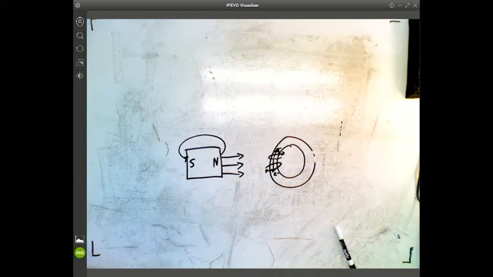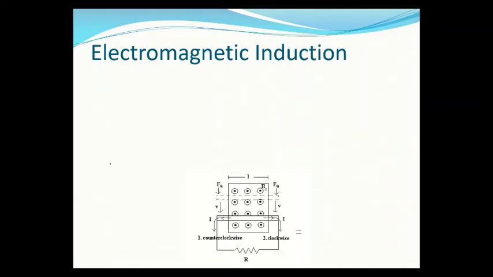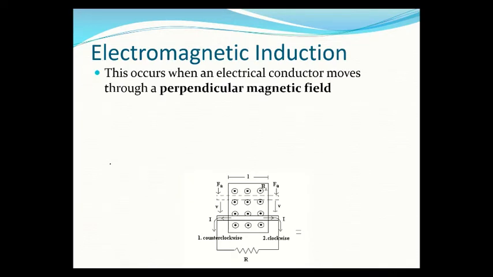Okay, so let's go back to the PowerPoint. Let's talk a little bit about electromagnetic induction. This occurs when an electric conductor moves through a perpendicular magnetic field. The motion is due to the force applied. What we have here is a wire, and I'm taking this wire and moving it down through this magnetic field that's coming out of the page. So I'm applying a force downwards and moving this wire downwards.